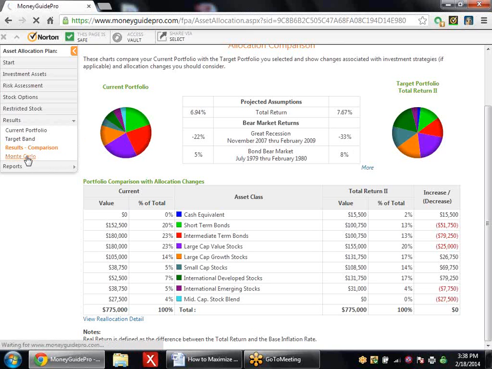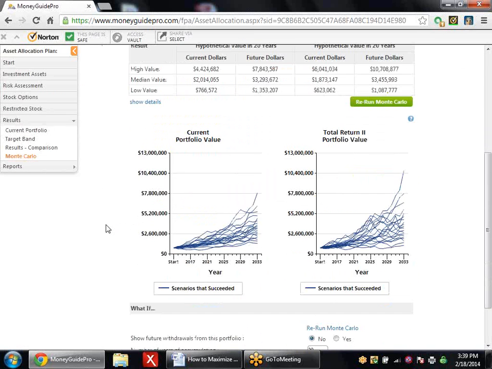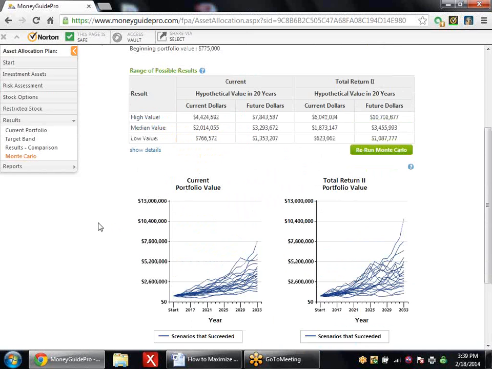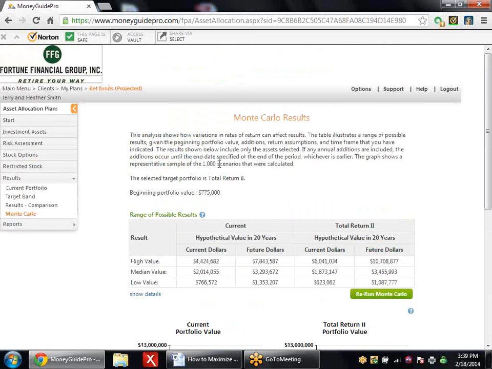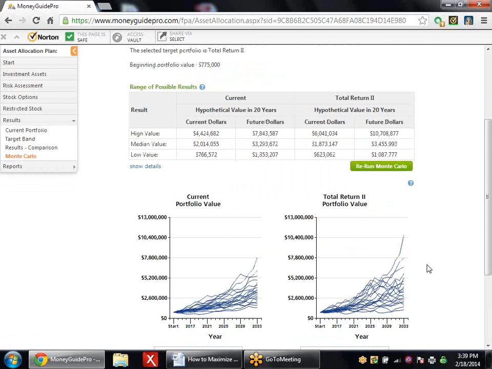What the Monte Carlo shows is a number of trials with this different mix. And what it shows in this picture here is they run 1,000 different scenarios with different returns in each one. And it shows a best case, average case, and worst case on how this $775,000 may grow over time. You'll see that the best case is better in the future value of the total return 2, because it has more stocks in it. It has a higher expected long-term return. However, as you saw earlier, it also has more volatility in the short run.